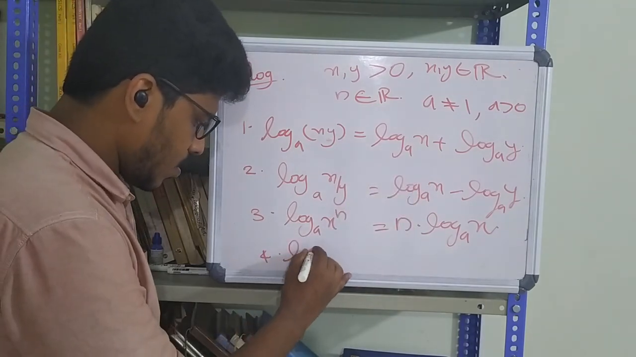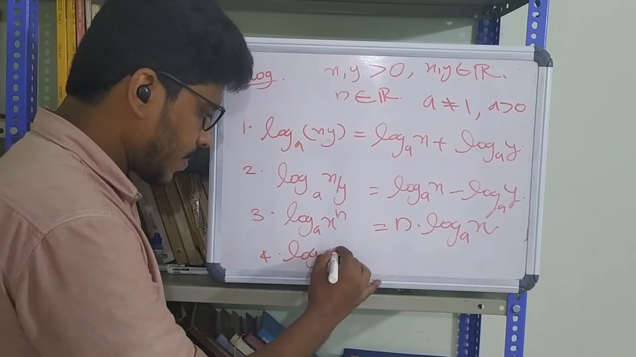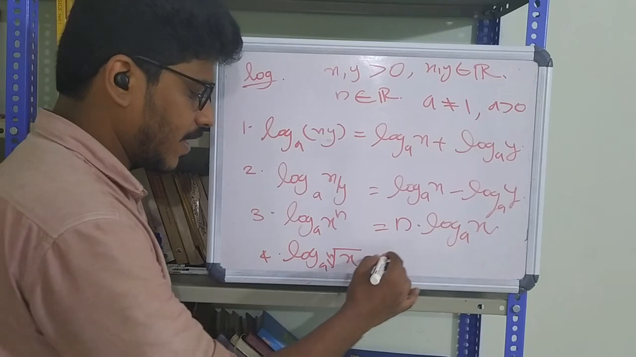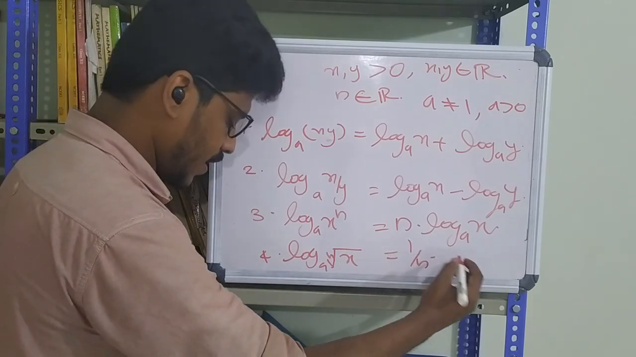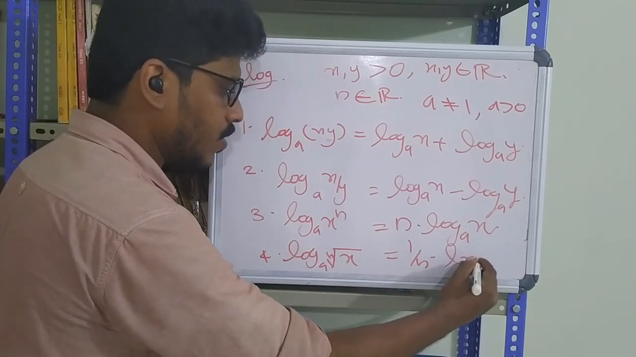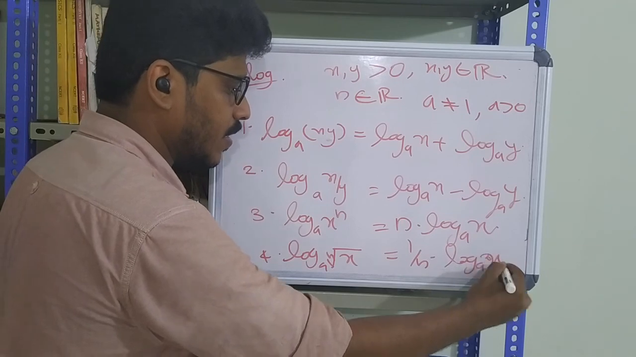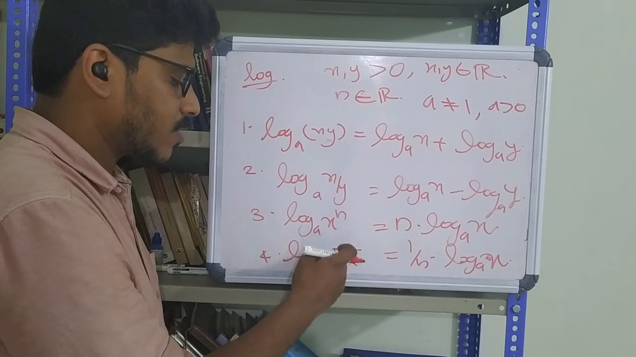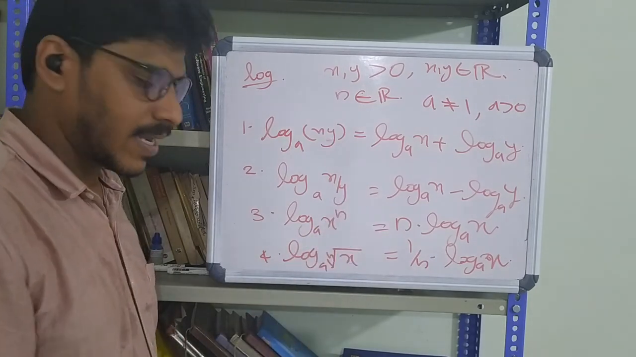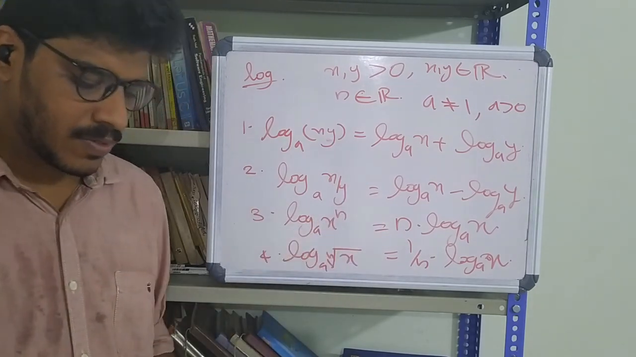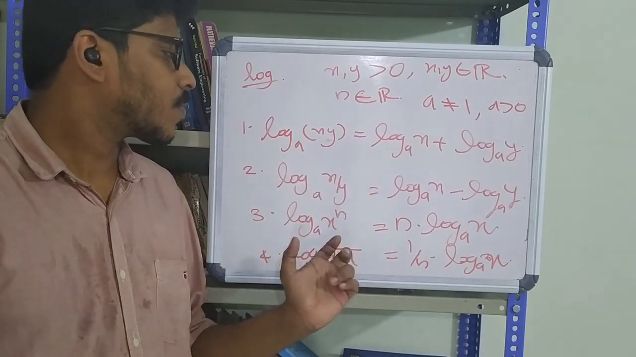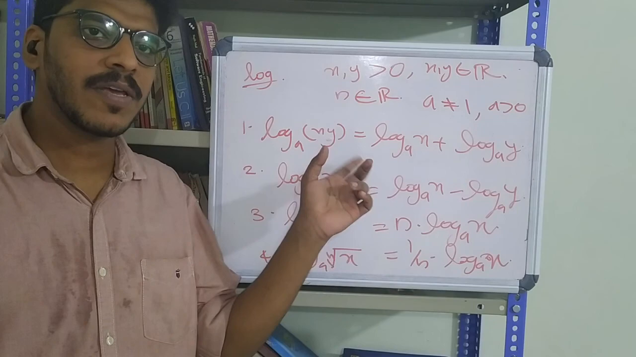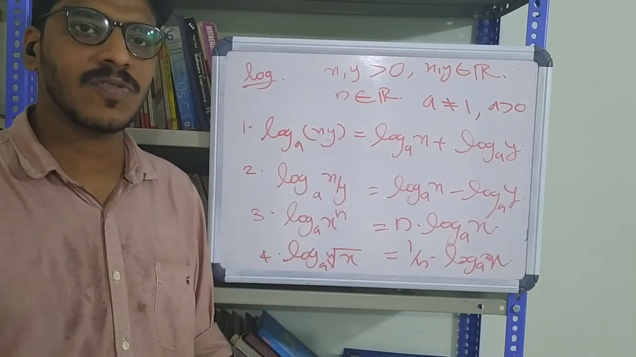The fourth property is log to the base a of nth root of x is equal to 1 by n log a x. This can be easily obtained by simply rewriting nth root of x as x raised to 1 by n and using the third property. So these are some properties of exponential function and logarithmic functions, which we will be using in our further analysis of these two functions.